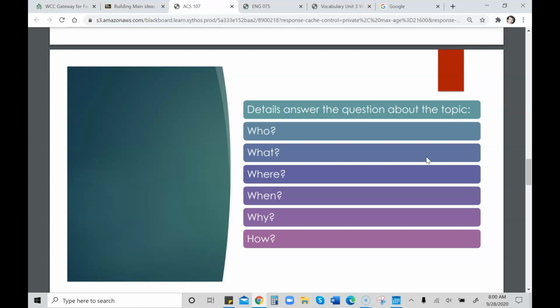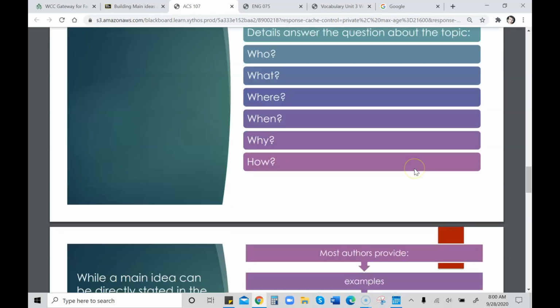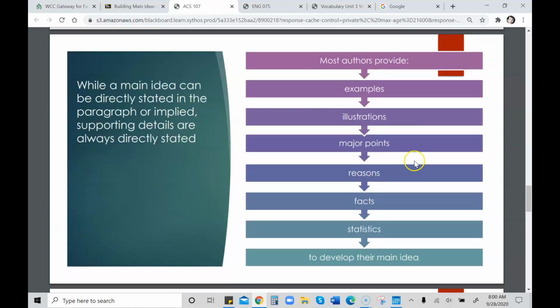And this is all part of that critical thinking piece to it. So good writers, what you're going to be doing and what you're going to be reviewing is that the main idea is going to be directly stated in the paragraph. It could be implied, and we'll get into more of the implied pieces as we go on. And the supporting details, they should always be directly stated for good writing.